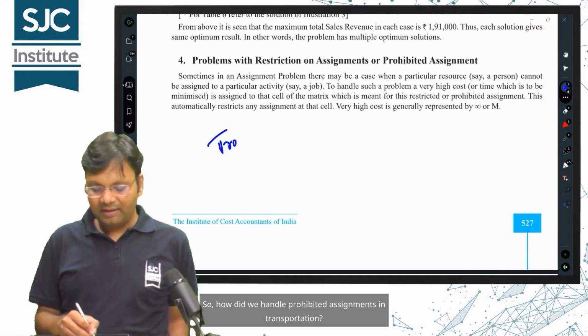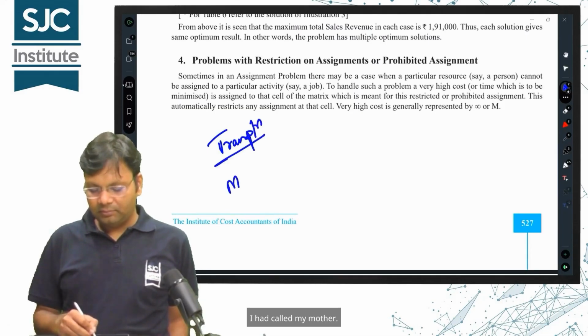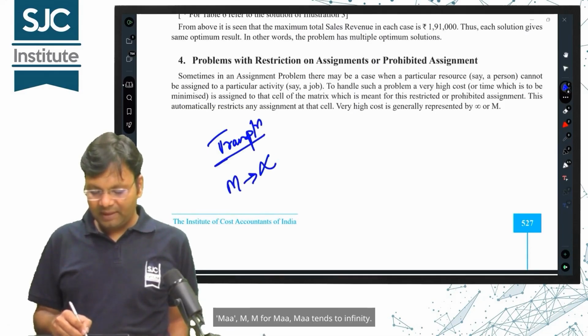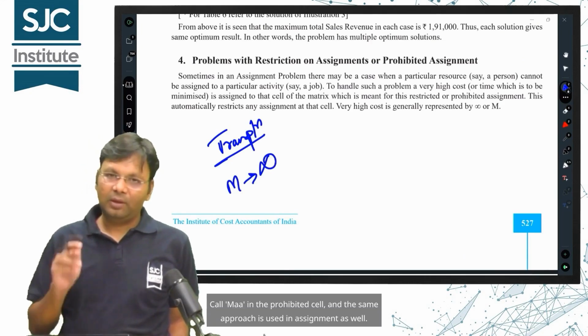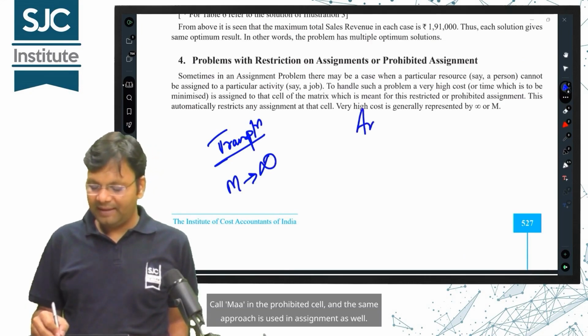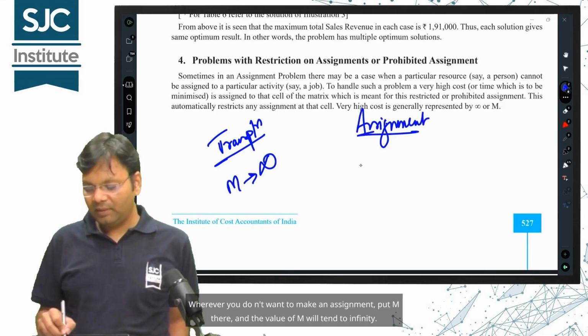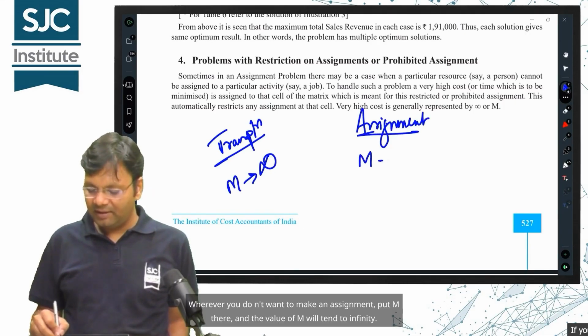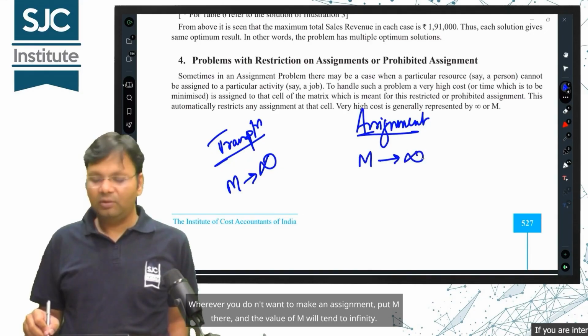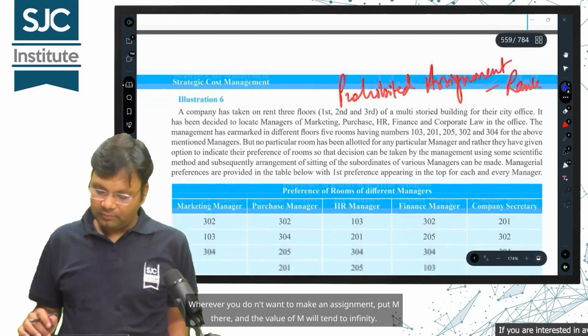Now, prohibited assignment and restrictive assignment. So, how did we handle prohibited assignments in transportation? I had called my mother. Ma, M for ma tends to infinity. Call ma in the prohibited cell and the same approach is used in assignment as well. Wherever you don't want to make an assignment, put M there and the value of M will tend to infinity.